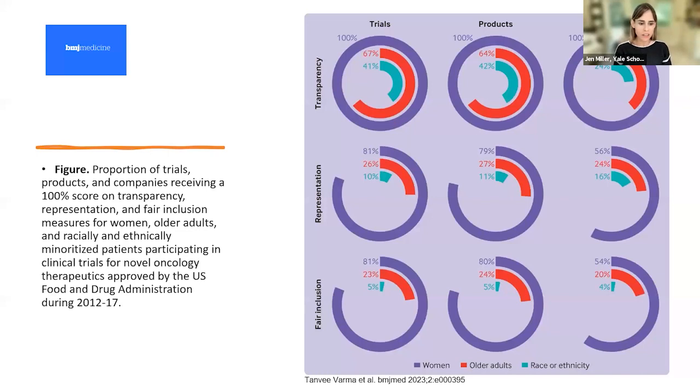In terms of representation, remaining on the trial level, you'll see that 81% of trials adequately represented women, about a quarter represented older adults, and 10% represented racial and ethnic minoritized patients. Then when you take a fair inclusion view, which asks whether trials were both transparent and representative about demographic participants, you'll see that 81% of pivotal trials fairly included women, 23% older adults, and 5% racial and ethnic minoritized patients. If you move to the company level and look at the fair inclusion scores, you'll see that 54% of pharmaceutical companies that we evaluated fairly included women in all their pivotal trials supporting their product approvals, 20% older adults, and only 4% racial and ethnic minoritized patients.